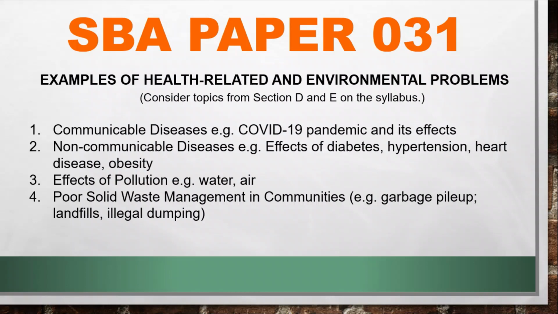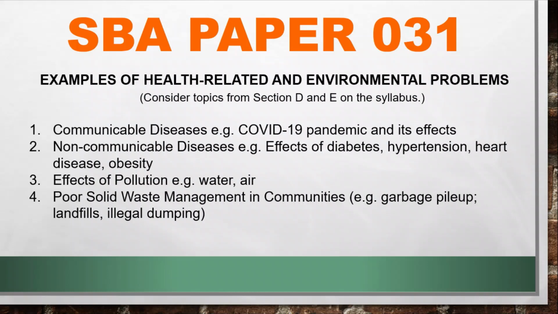Now, I'm just throwing out, as I said, some possible examples of project ideas. You can do research on communicable diseases, how they affect the community, how they affect people. A good example would be the COVID-19 pandemic and its effects. That's definitely, I can see that being a very popular topic. Then there's non-communicable diseases. So you can look at different types of diseases: diabetes, hypertension, heart disease, obesity. Those are the common ones that you should know on the syllabus.